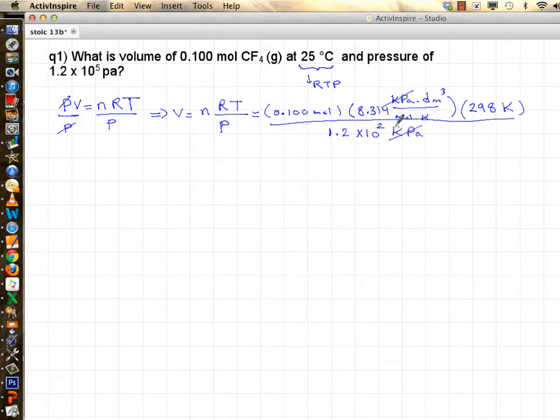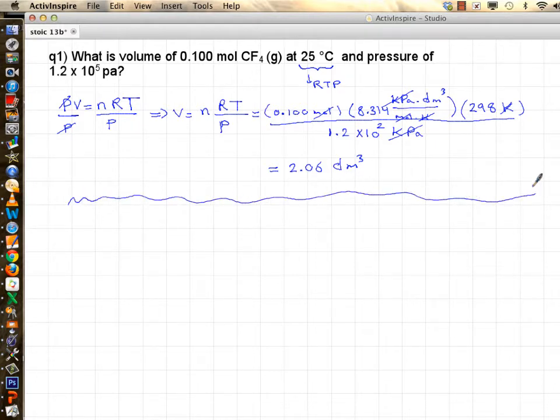Like units cancel each other out, moles go away, Kelvin goes away, you're left with decimeter cube. Your final answer will be 2.06 decimeter cube. So the problem is solved. Although I want to solve it again, this time I don't want to change my pressure from Pascal to kilopascal, and I want you to note if you don't do that, then your final volume will be in another unit known as meters cube. So let's see what's your final answer.